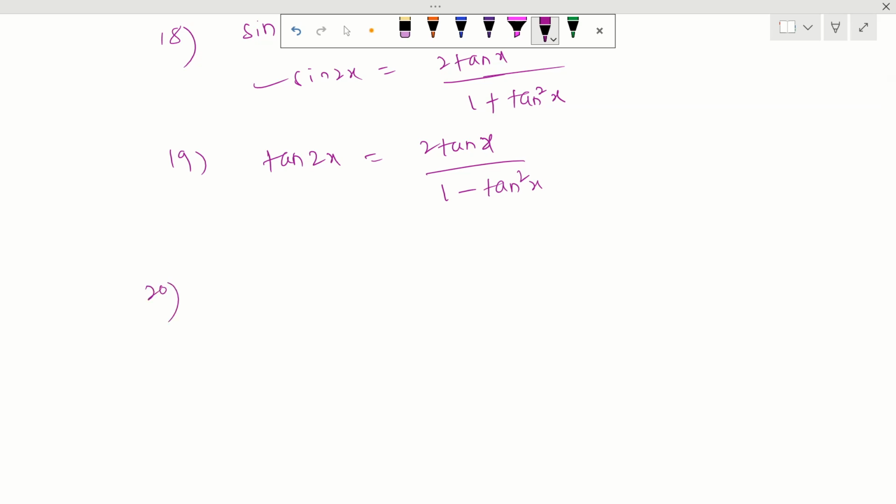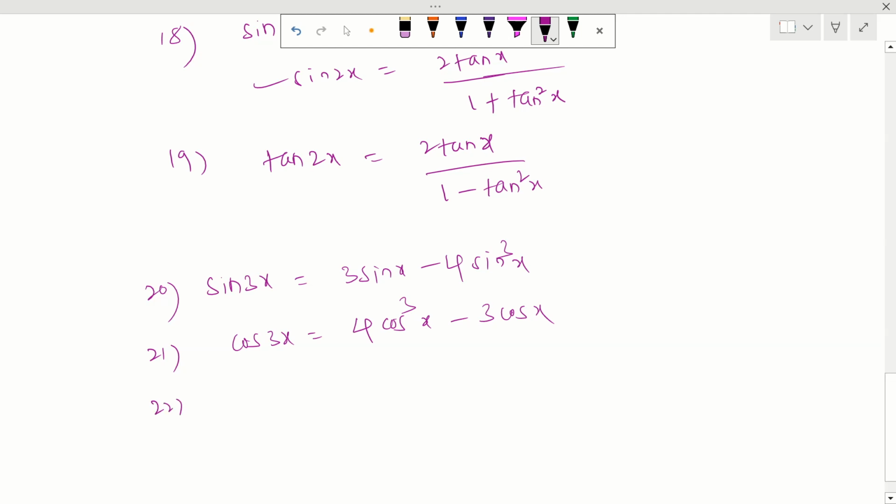Now we come to the 3x. Sin 3x is 3 sin x minus 4 sin cube x. And what about cos 3x? Cos 3x, we write first term 4 cos cube x and minus 3 cos x. Is it right? Okay.